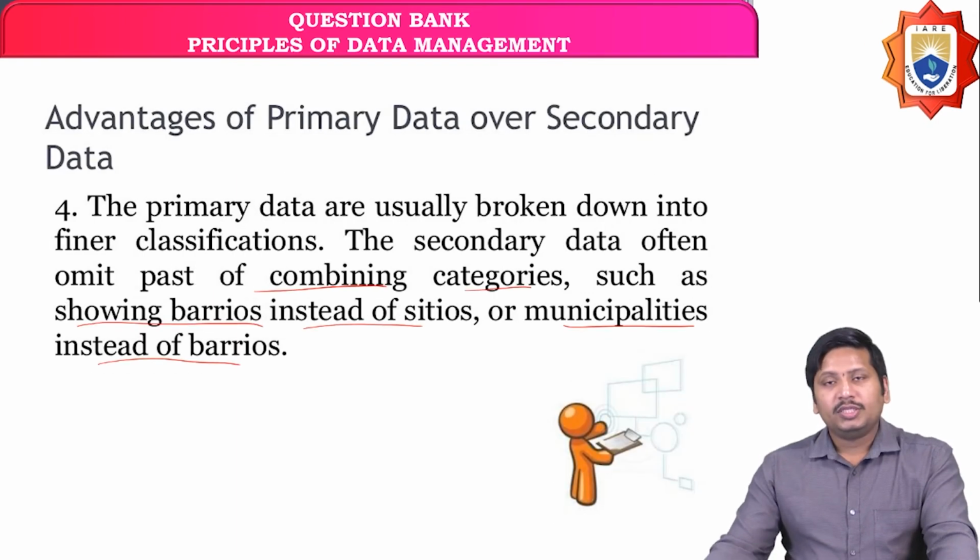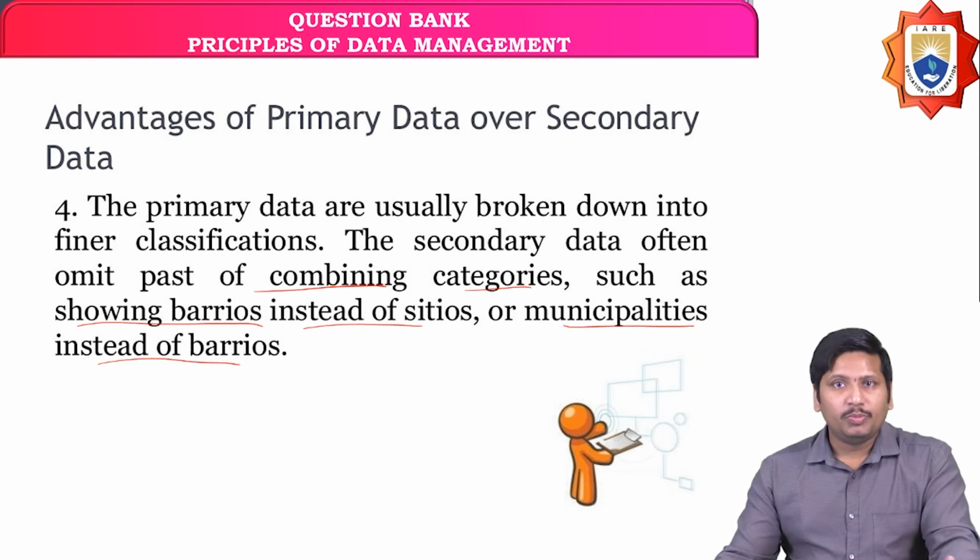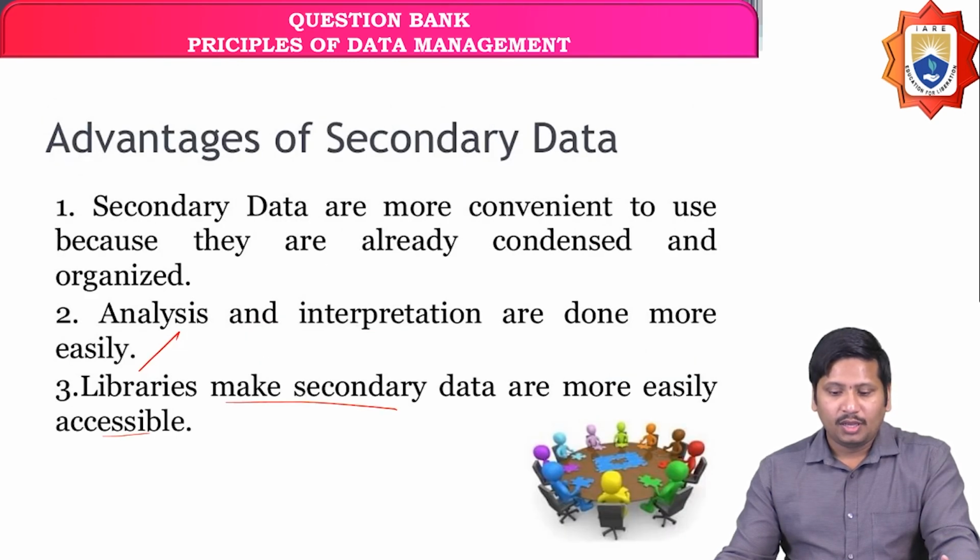And another advantage is that the primary data are usually broken down in finite classification, whereas the secondary data is going to be omitted from the combining categories. And the advantages of secondary data is that it is more convenient to use, and the data we are having is already condensed and organized, and analysis and interpretation are also done more easily, and the libraries also make secondary data more easily accessible.